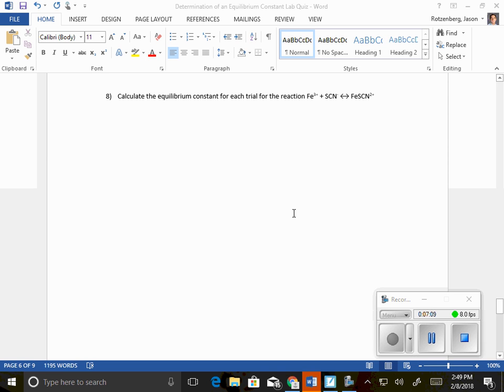Number 8 is solving for the equilibrium constant, which you can do products over reactants to solve for that. And then number 9, find the average. That should conclude how to do the calculations for day 2 of the lab quiz.